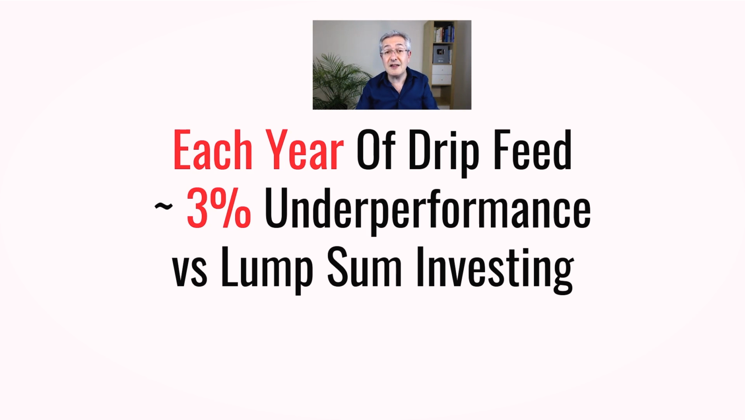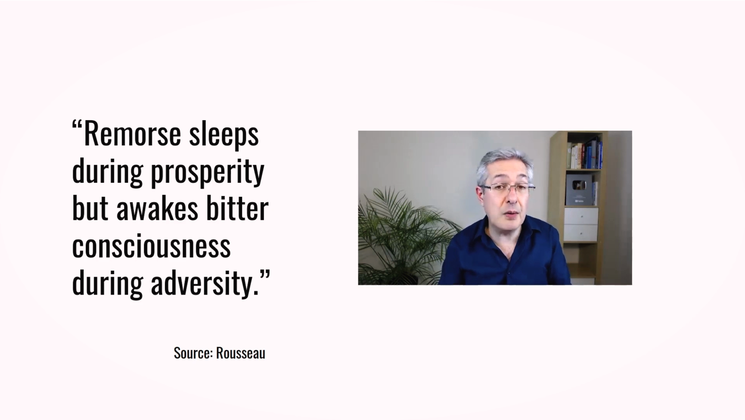And if we look at the size of that underperformance, it's about 3% for every year that you drip feed over. So given that drip feed investing almost always underperforms lump sum investing, why would you ever choose to do it? Well, the answer is to do with remorse. And as Rousseau says in this quote beside me, remorse sleeps during prosperity, but awakes bitter consciousness during adversity.